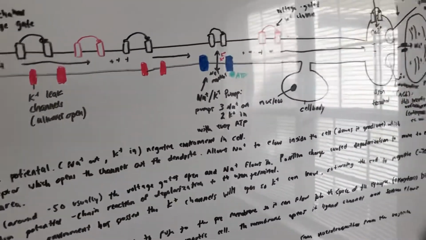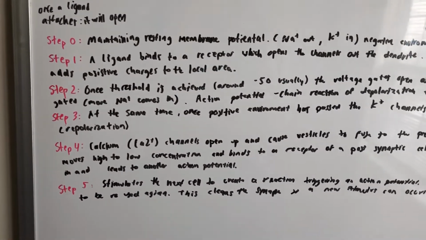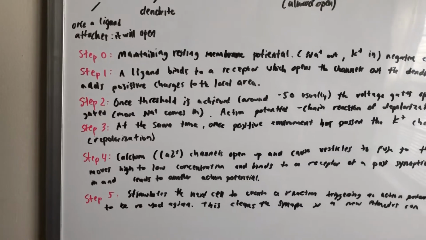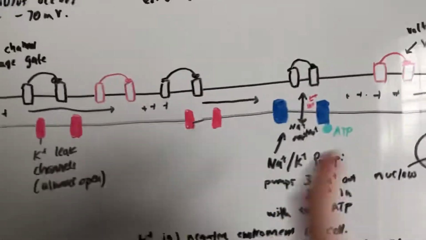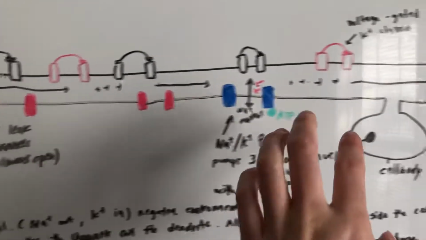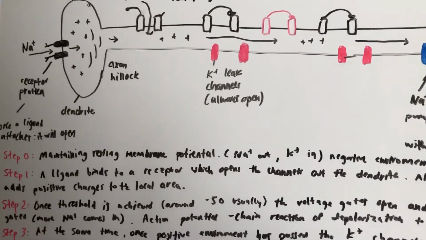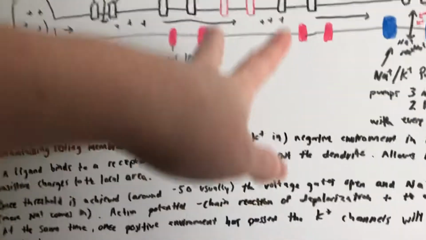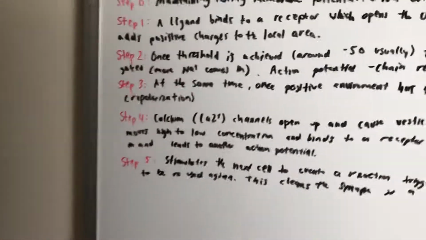Step 3, at the same time, once the positive environment has passed the potassium channels, it will open the potassium channels so potassium can leave, returning the cell to -70. This is repolarization. At the same time, the red channels will also open, letting potassium leave, so then the cell can return back to its normal state.